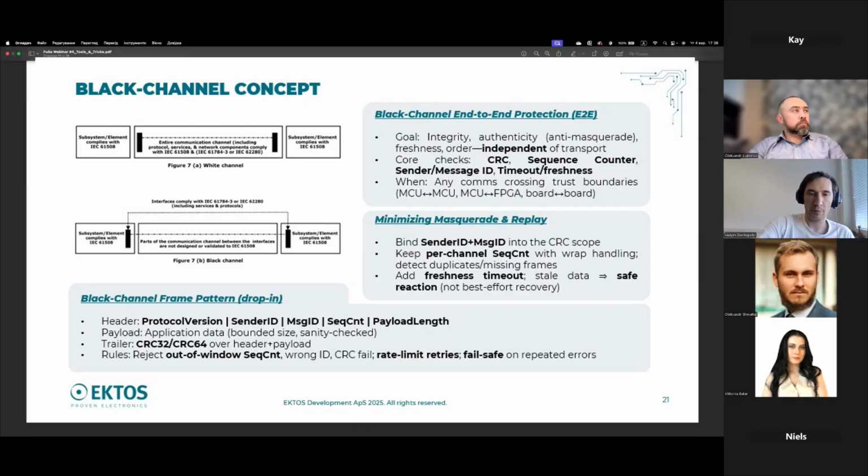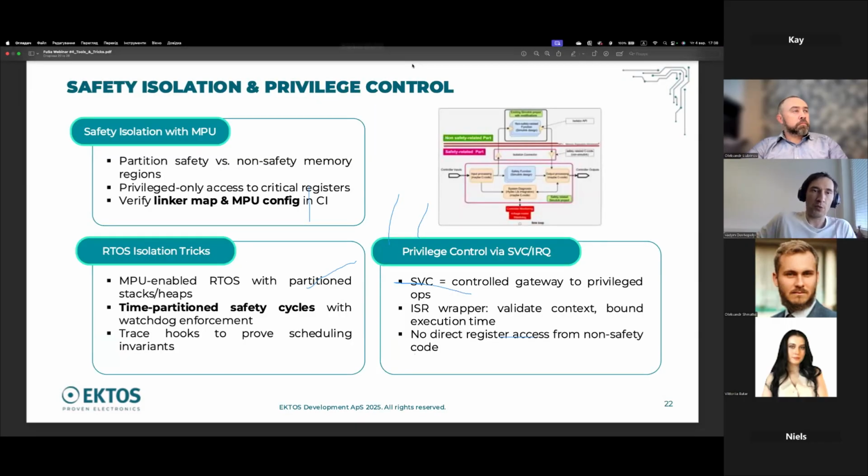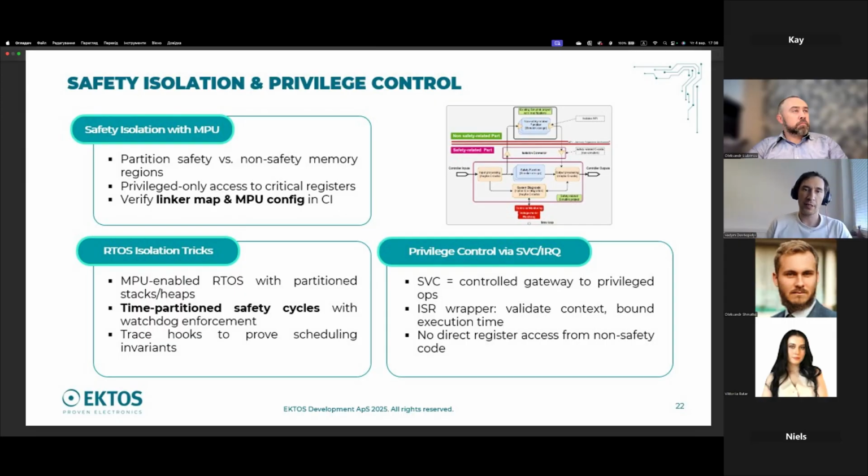So this is what is for black channel. Next one is safety isolation. If in your MCU two codes coexist, like non-safety and safety, it makes sense to separate them to avoid interference from the non-safety part to the safety part. If we're talking about MCU, we are using a memory protection unit, which can protect safety functions from interference from non-safety code.